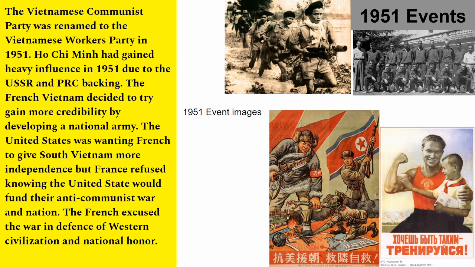Now we're at 1951. With all the changes in war methods, it's very clear that things were changing quite quick. The Vietnamese Communist Party changed their name to the Vietnamese Workers' Party. It was a better name for the conditions they were in, just being more representative of the masses.